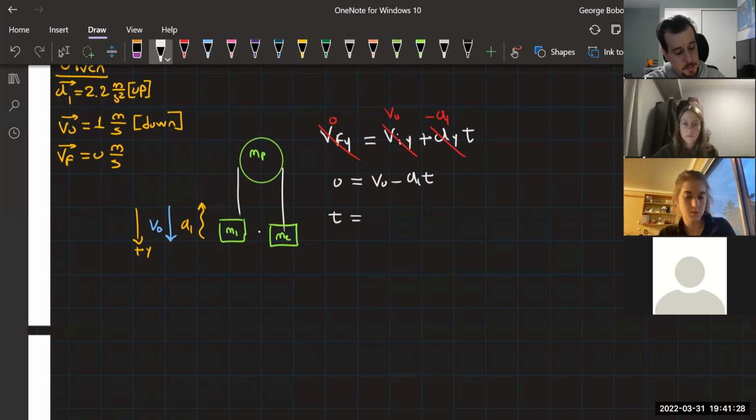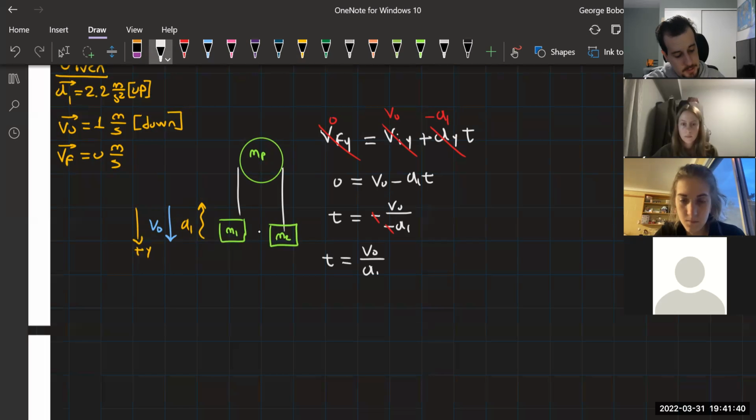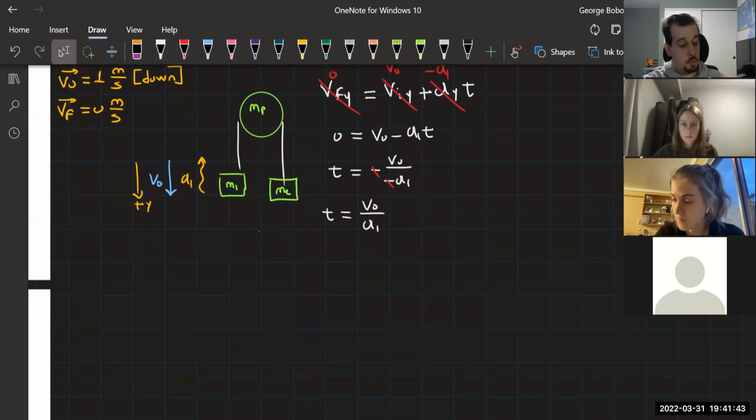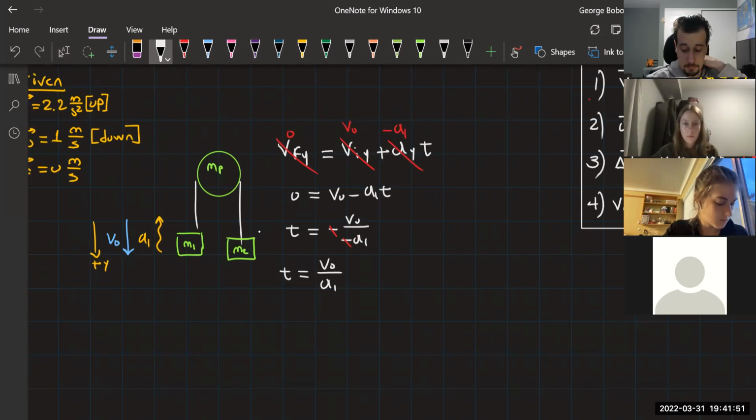Obviously here the time is going to be minus V naught over minus A1. And you can see how the minuses just go away. So you get a very simple expression for how long it's going to take. You would have realized that A1 needs to be negative when you saw that you're getting a negative time, because you don't have the cancellation happen.